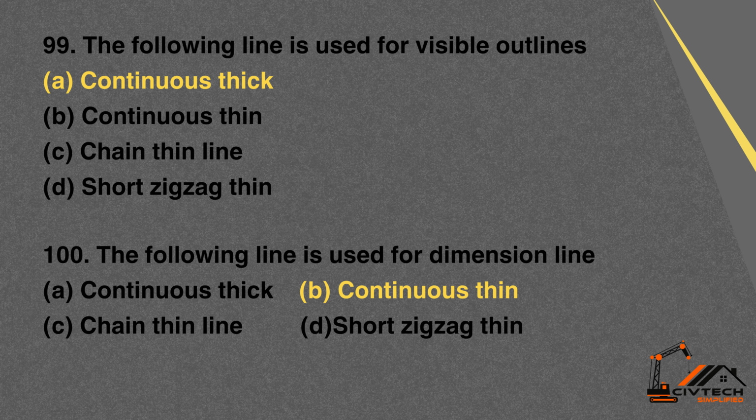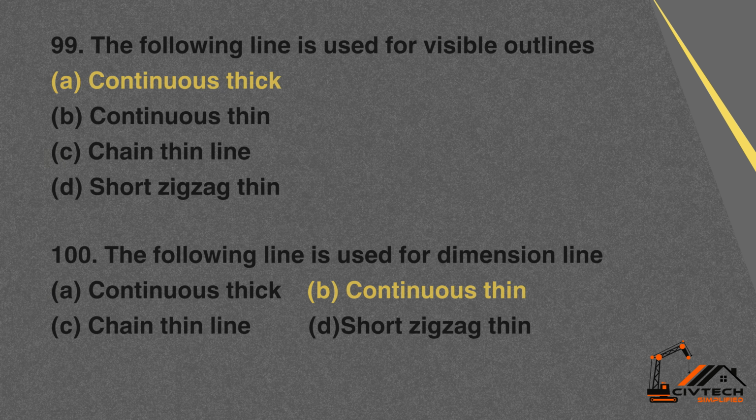100. The following line is used for dimension line. A. Continuous thick. B. Continuous thin. C. Chain thin line. D. Short zigzag thin. Correct option B. Continuous thin.